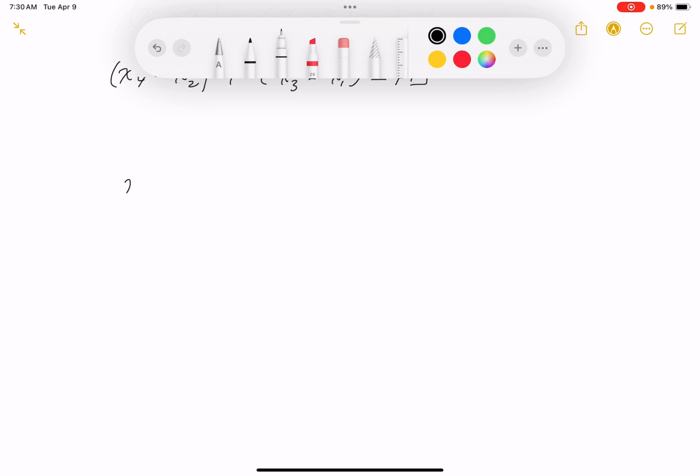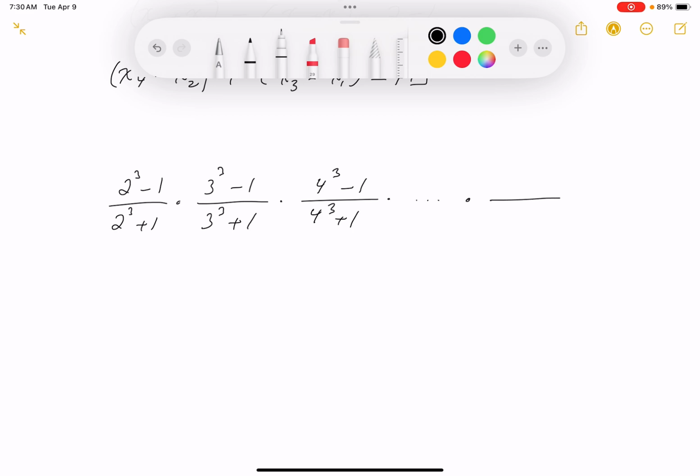me is a product, which is 2 cubed minus 1 on the top, and the bottom is 2 cubed plus 1, times the next thing is going to be 3 cubed minus 1 over 3 cubed plus 1, times 4 cubed minus 1 over 4 cubed plus 1, and I can say yada, yada, yada, but they do stop, or they stop at 16 cubed minus 1 over 16 cubed plus 1.